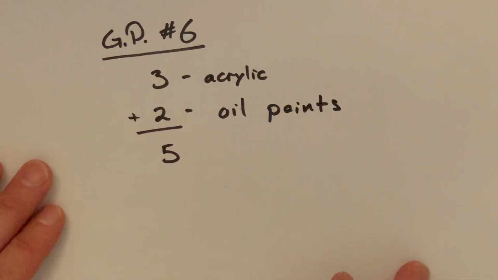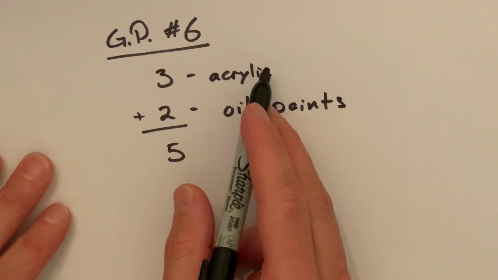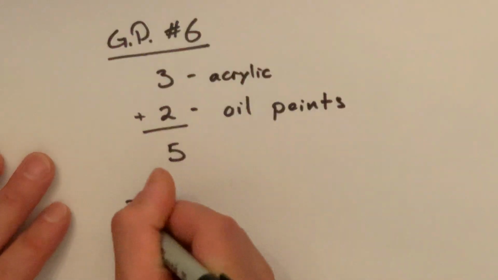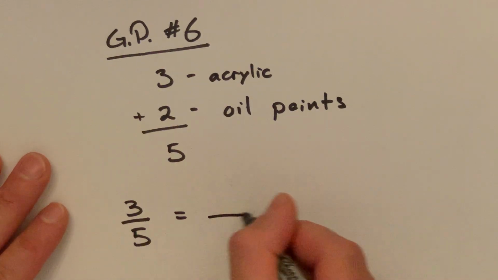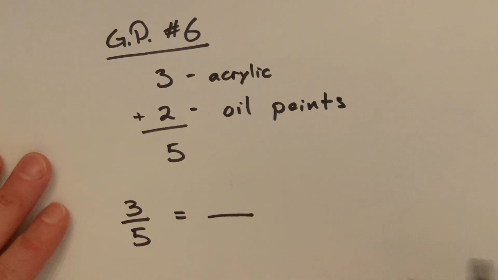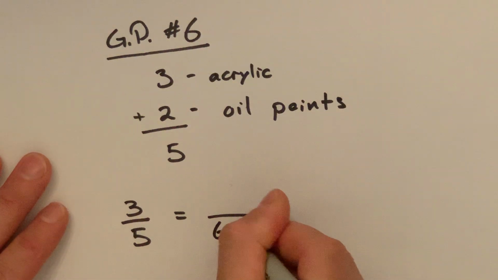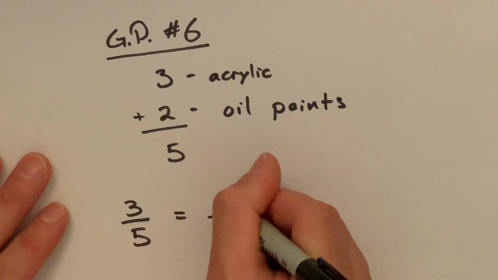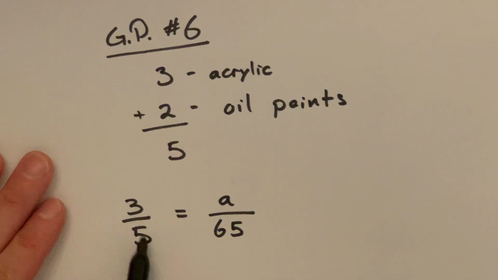And so my ratio for acrylic paints would be 3 to every 5, is equal to, now it tells me that there's a total number of paints. It says that there are 65 tubes of paint. Total is 65. So how many are acrylic? There's my ratio, the ratio to represent the acrylic to the total number of paints.